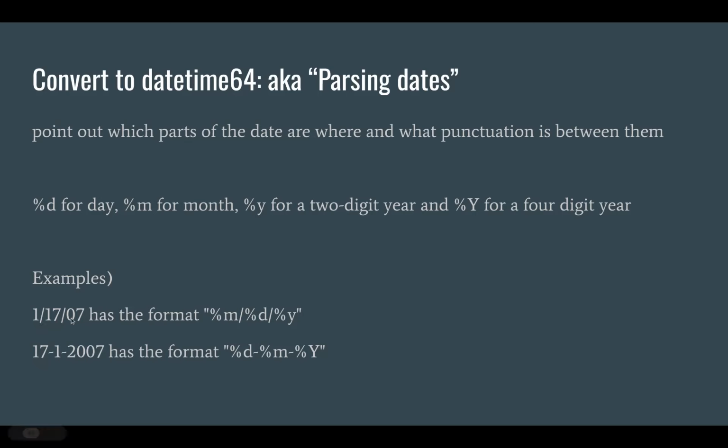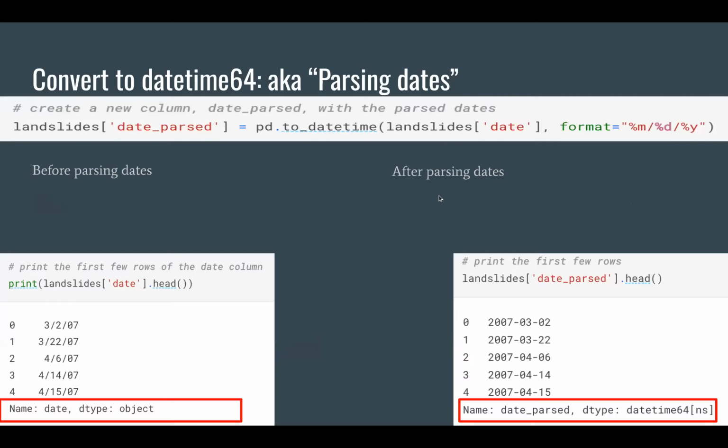January 17th, 2007. If it's displayed in this format, it would be percent %m, percent %d, percent %y. But if it's displayed as 17/1/2007, then it would have a format of percent %d, percent %m, percent capital Y.